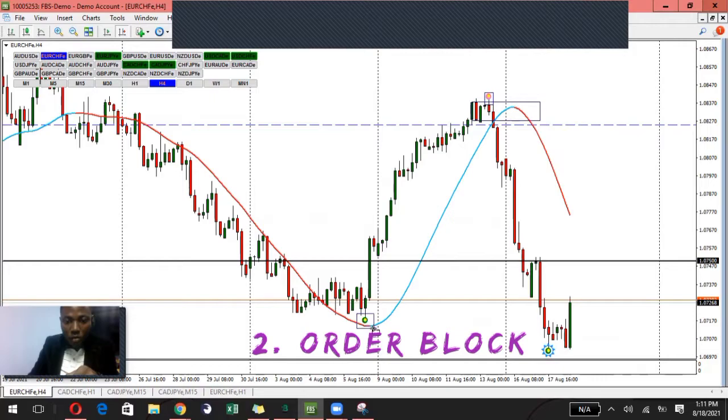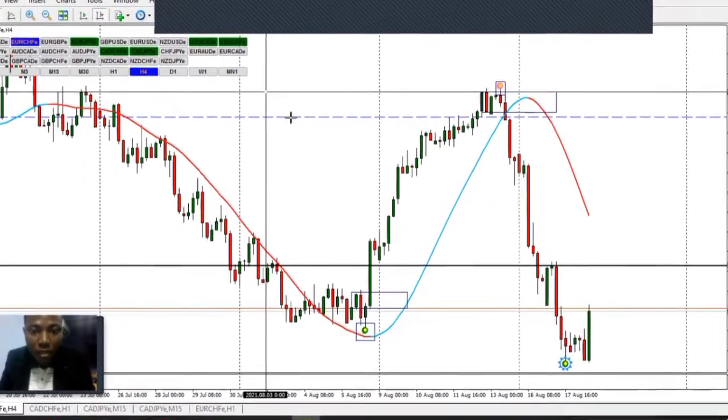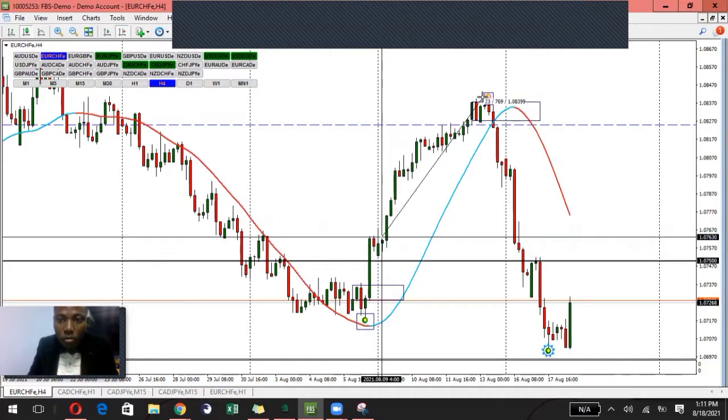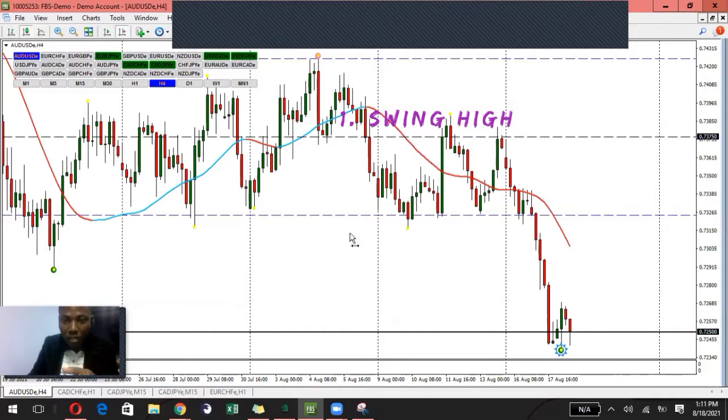This is a swing low, right? A swing low. You wait for the last bullish candle. Here is the last bullish candle. Okay, after the break, boom, 76 pips. Okay, it happens on all pairs. Let me show you another example.